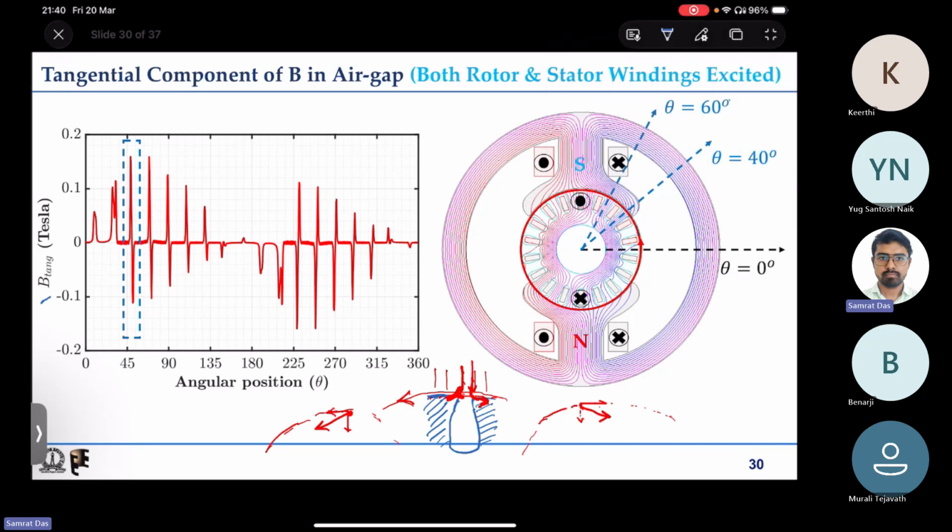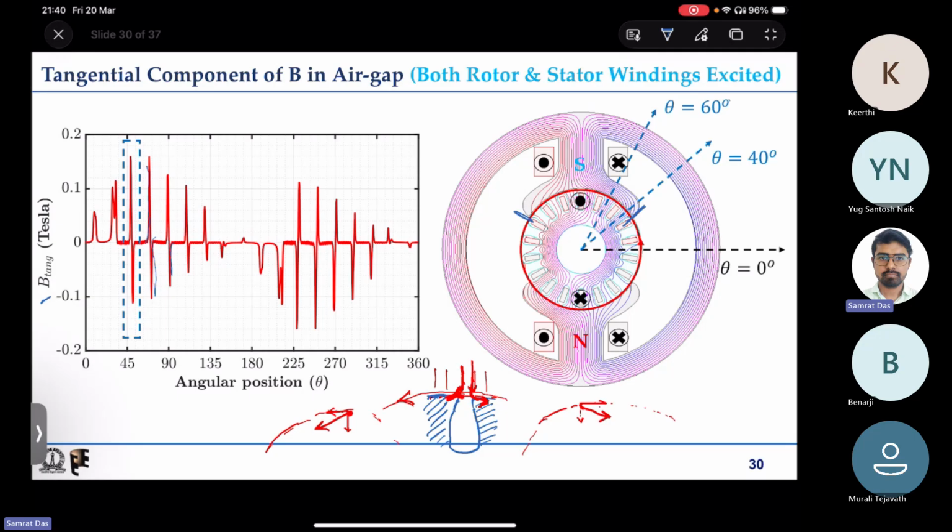You can see that under the pole, from this portion to this portion, you have all these different edges. You can see one positive spike and one negative spike, again a positive spike, a negative spike. That is the case you can look at.